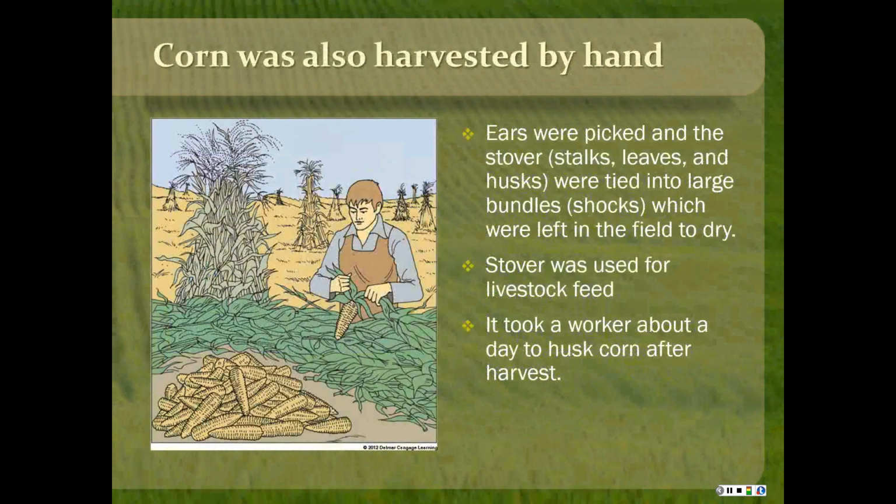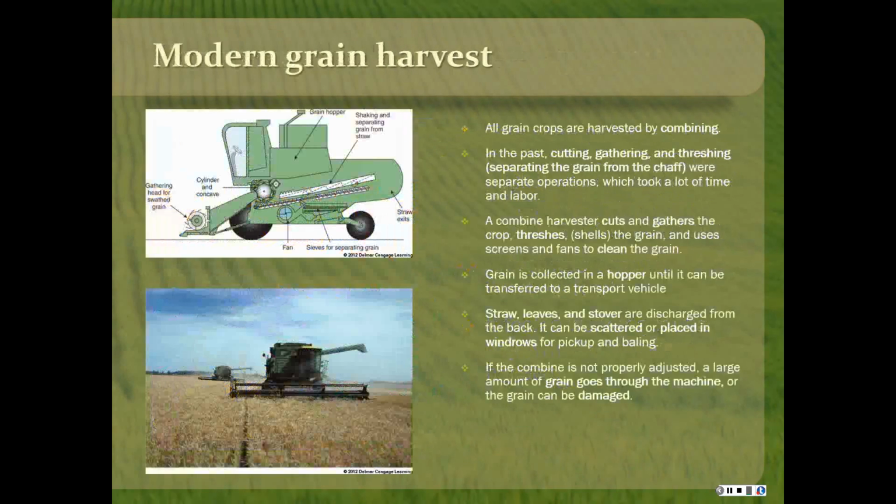And corn was also harvested by hand. The ears would be picked, and the stover, that's everything left over after the ears are picked, the husks, leaves, and stalks, was tied into big bundles, which were left in the field to dry. And that was used for livestock feed and other things. So after picking corn all day, it took the worker about a day or so to husk the corn after harvest. It was a really labor-intensive process.